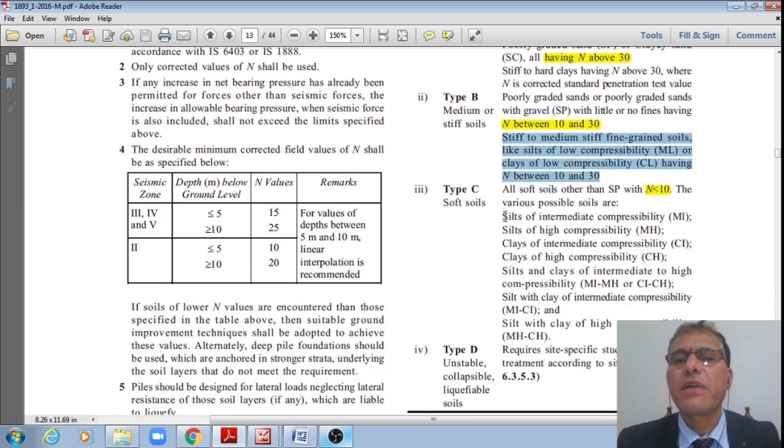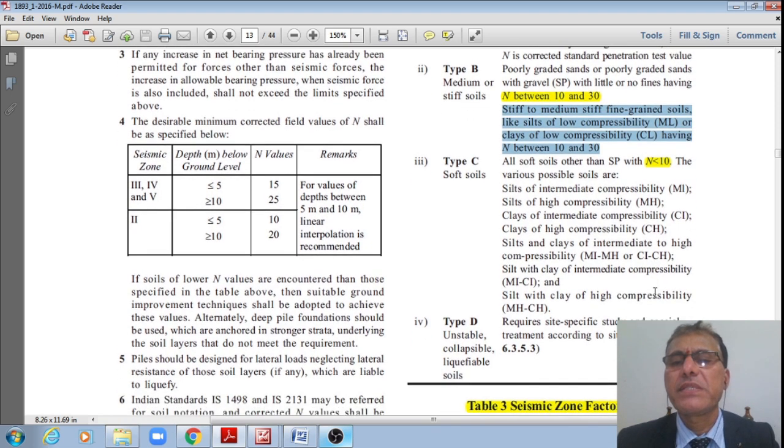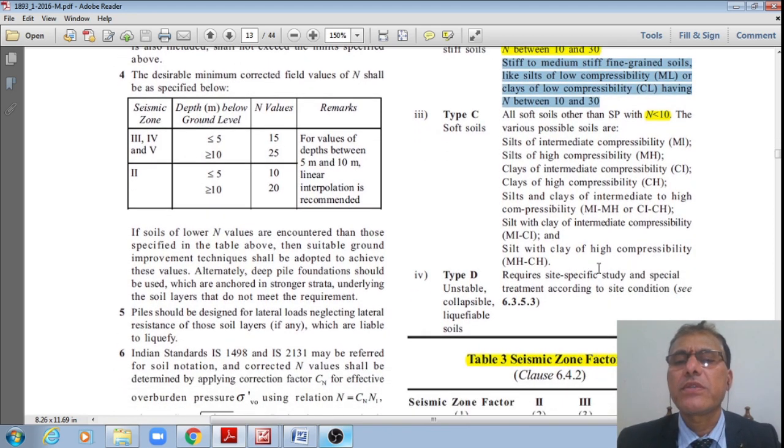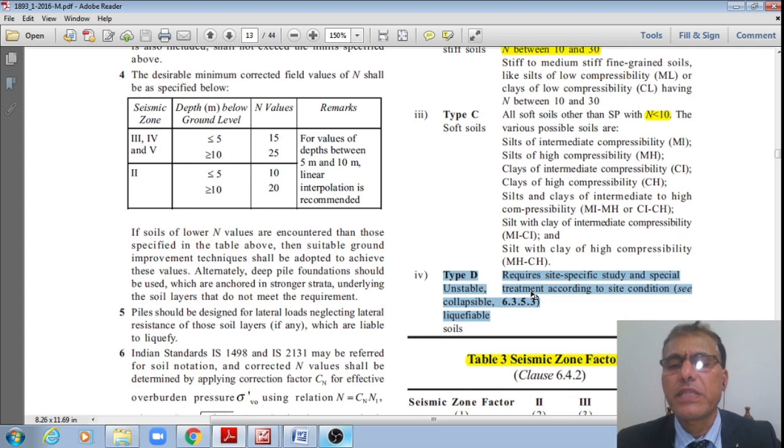And the third one is type C, soft soils. All soft soils other than SP with N value less than 10, with various possible soils, denoted by ML, MH, CI, CH, or MI, MH, or MI, CI, MH, CH. That is how the different soil types are. And the fourth one is type D, unstable or collapsible liquefiable soils, which require site specific study and special treatment according to the site conditions. You please see clause 6.3.5.3.